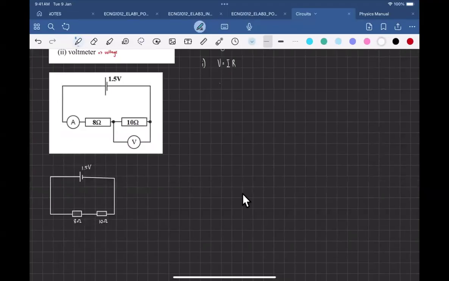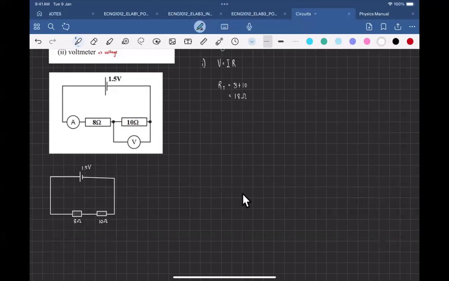You have an 8 ohm and a 10 ohm. You need to combine those two. You need to add them to figure out the total resistance. Right? So let me calculate the total resistance. What is the total resistance? 18. Right? That's 8 plus 10. That's 18 ohms.